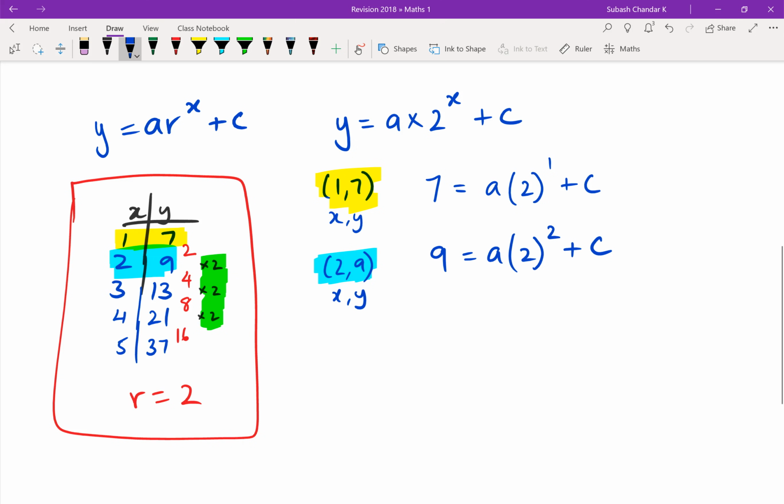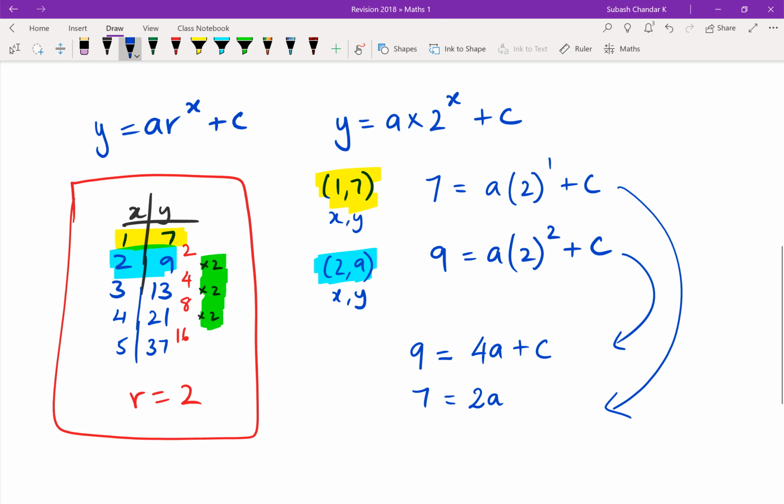I'm hoping you can see I've actually created a set of simultaneous equations. I can rewrite this equation as 9 equals 4a plus c, because 2 squared is 4. This equation here becomes 7 equals 2a plus c, because 2 to the power of 1 is just 2.